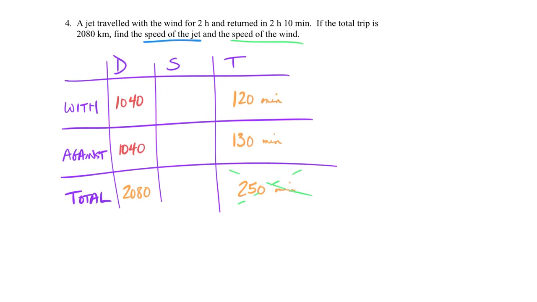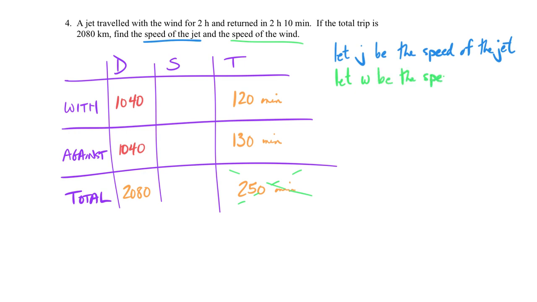I need to clarify to my reader that what I'm going to do is let, I don't know, let's go J so that we can represent it as jet. We won't forget. Let J be the speed of the jet. And then I can say that I'm going to let W maybe, to keep the same pattern, be the speed of the wind. Because if I do that, now I can fill in my chart.